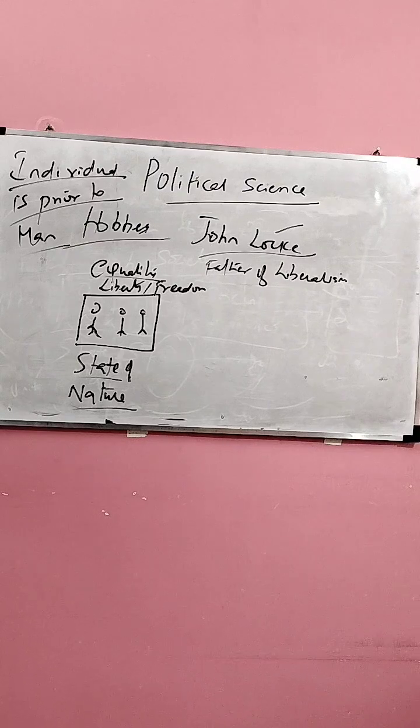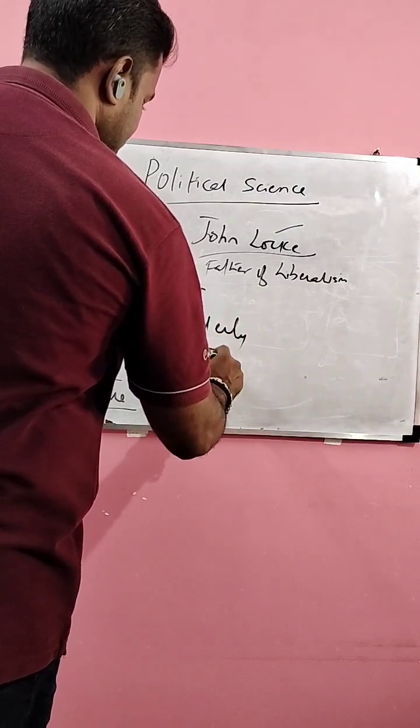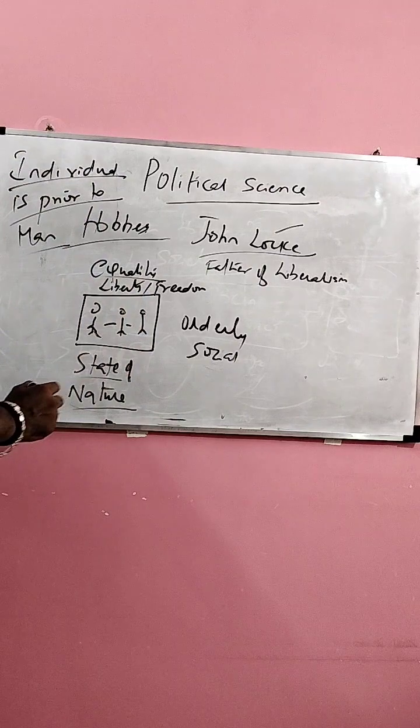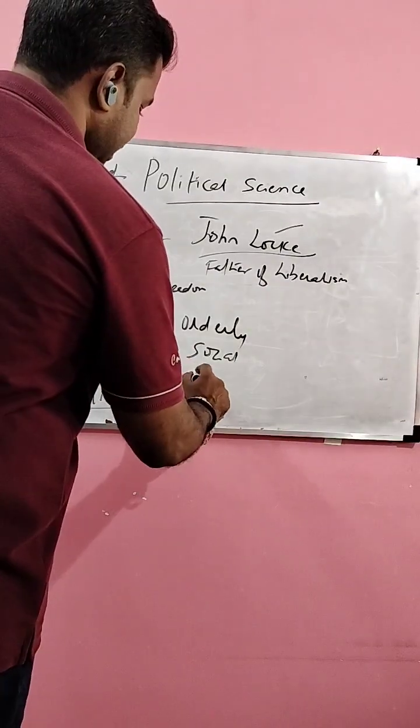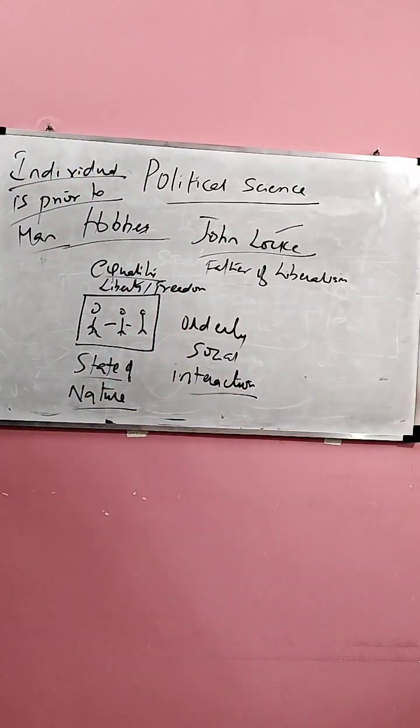Apart from this, Locke says that the state of nature is a state of orderly social interaction. This is very important. What is orderly social interaction? The individuals are capable of working with each other. They are capable of cooperating with each other. They are not that animalist and selfish to harm or injure each other. Once again, he is having a positive view of human nature.